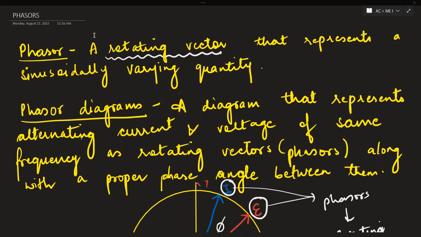Now, why sinusoidally? That we have discussed. In case of EMF's equation, we had seen E is equal to E naught sine omega t plus phi. Similarly, we'll be having sinusoidal equations for current also. That when we'll start with one of the circuits, then it will become clear. So this is just a rotating vector. Clear? Okay.